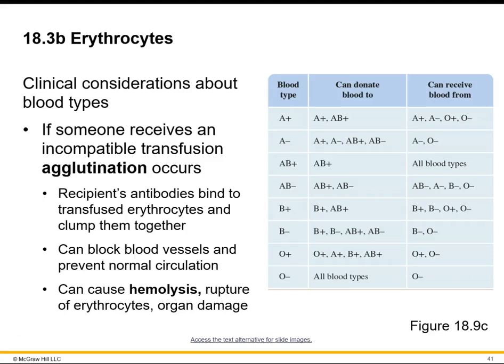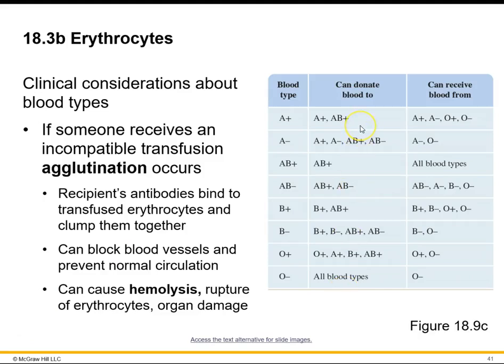Now, why is that a problem? Well, if you've got clumps of red blood cells traveling through your vessels, they can block smaller blood vessels and prevent normal circulation. Additionally, those clots and blockages can cause hemolysis, rupture of the erythrocytes, and ultimately cause organ damage.